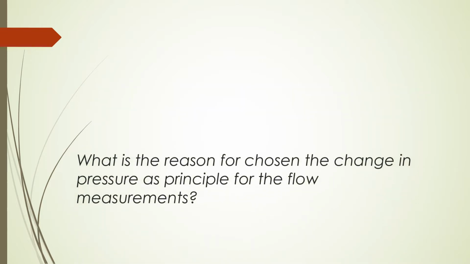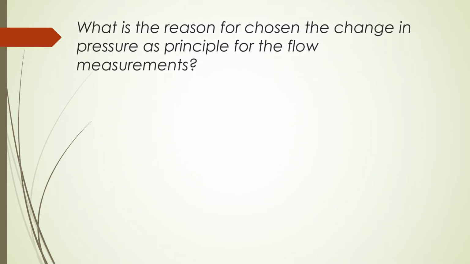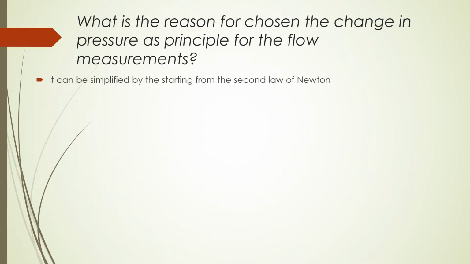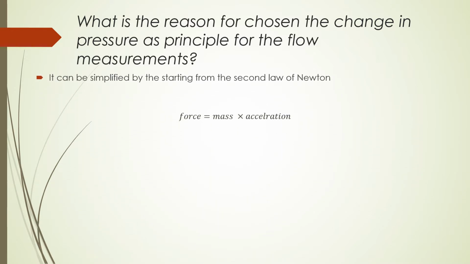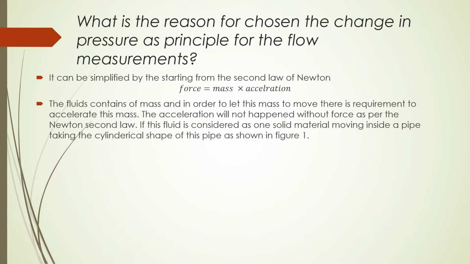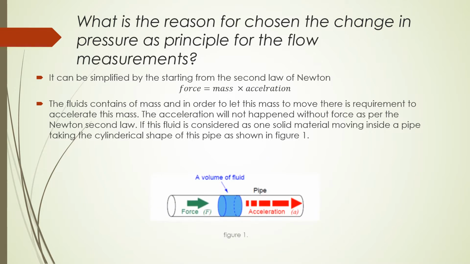What is the reason for choosing the change in pressure as a principle for the flow measurement? We can simplify it by starting from Newton's second law: force equals the mass multiplied by the acceleration. We know that any fluid will contain a mass, and in order to move this mass we need an acceleration, and this acceleration will not happen without a force as per Newton's second law. We need to consider the fluid as one solid material moving inside a pipe, taking the cylindrical shape of this pipe as shown in the following figure.